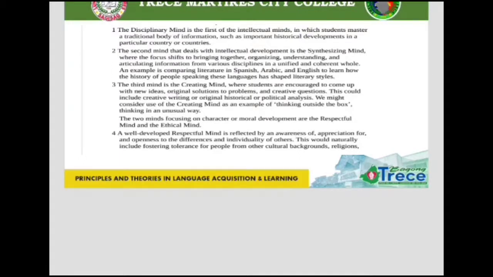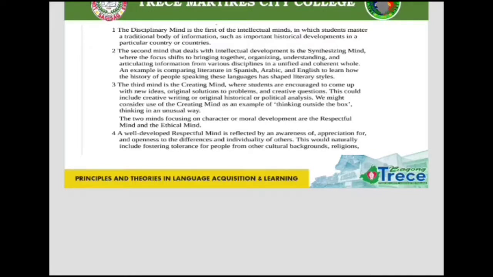Yun lang yung example. Second, the second mind that deals with intellectual development is the synthesizing mind, where the focus shifts to bringing together, organizing, understanding, and articulating information from various disciplines in a unified and coherent whole. An example is comparing literature in Spanish, Arabic, and English to learn how the history of people speaking these languages has shaped literary styles. Third, the third mind is the creating mind, where students are encouraged to come up with new ideas, original solutions to problems, and creative questions. This could include creative writing or original historical or political analysis. We might consider use of the creating mind as an example of thinking outside the box. Thinking in an unusual way.